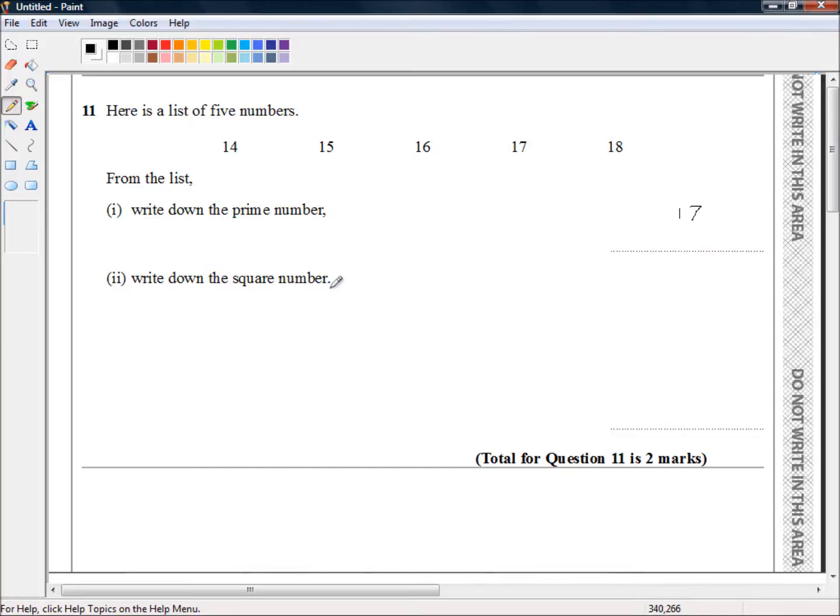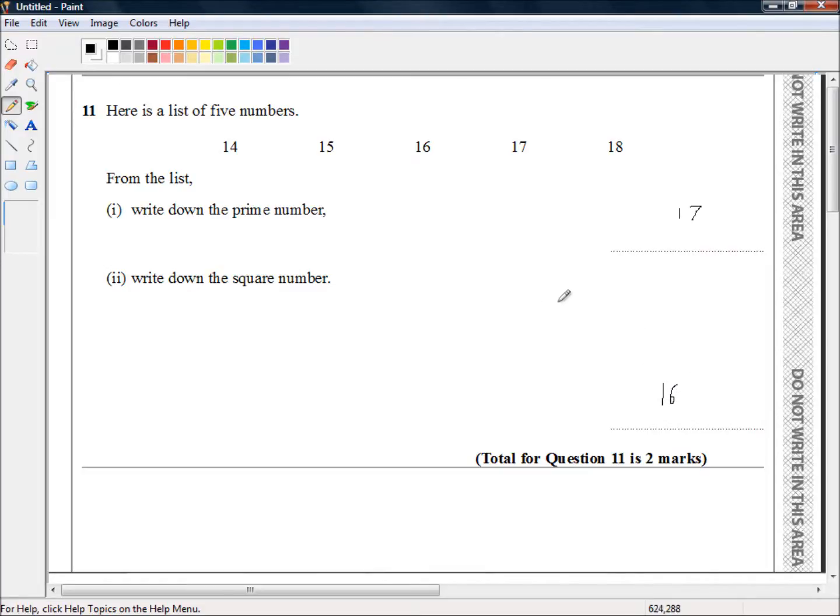Okay, write down the square number. If you know your times tables, you can just say, well, 1 times 1 is 1, 2 times 2 is 4, 3 times 3 is 9, 4 times 4 is 16. Hello, there's our answer. And it's as simple as that.